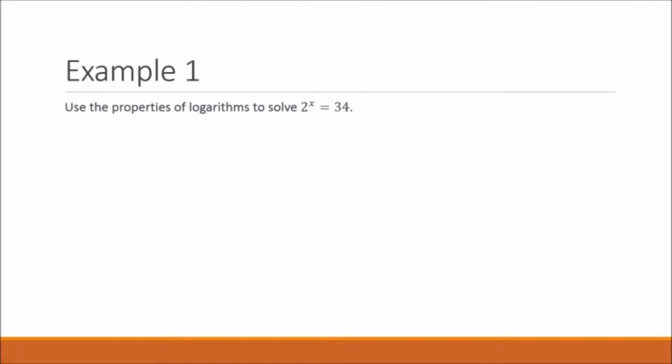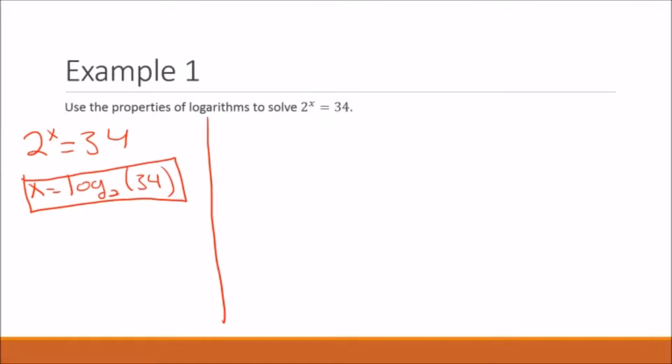Example 1 asks us to use the properties of logarithms to solve 2 to the x equals 34. We can solve this two different ways. The first way is by using the definition of the logarithm to rewrite 2 to the x equals 34 as x is equal to log base 2 of 34. We can also solve this using the common logarithm or the natural logarithm. I'm going to solve it using the common logarithm, but the natural logarithm solution would look exactly the same.